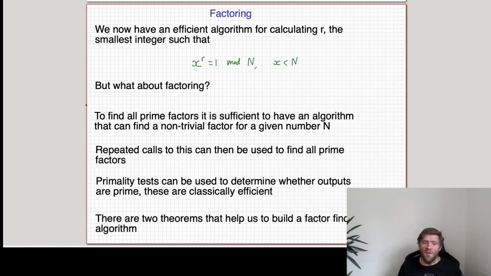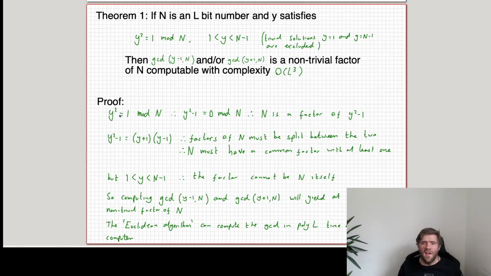We can also use primality tests to determine whether given factors are prime, so we know whether we can stop doing this process. So there are then two theorems that can help us to build a factoring algorithm. You probably don't need all of the details, but let's go through them. One is that if n is an L-bit number and y satisfies y squared equals 1 mod n, and y is somewhere greater than 1 but less than n minus 1, because there are trivial solutions to this.